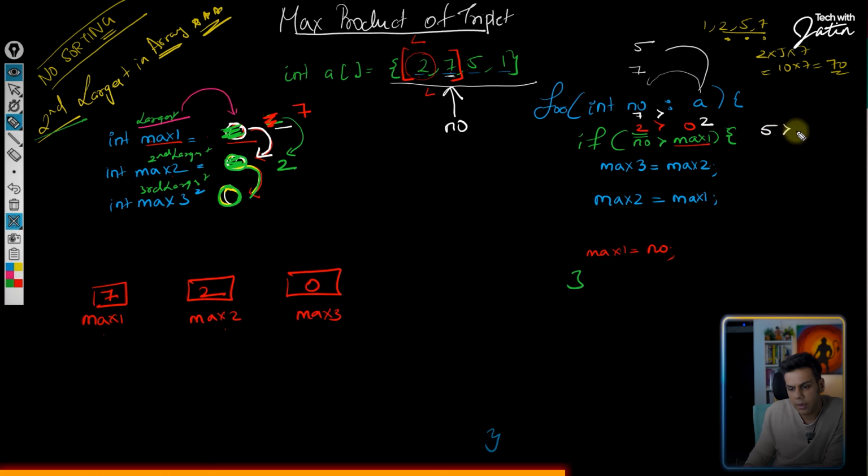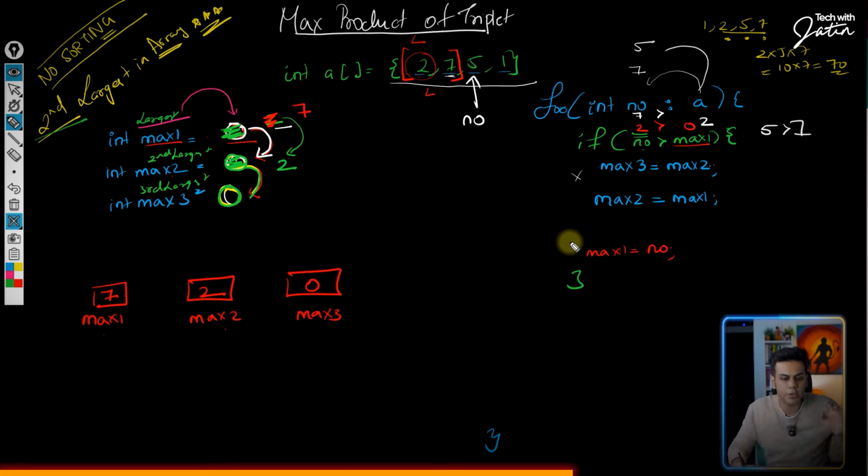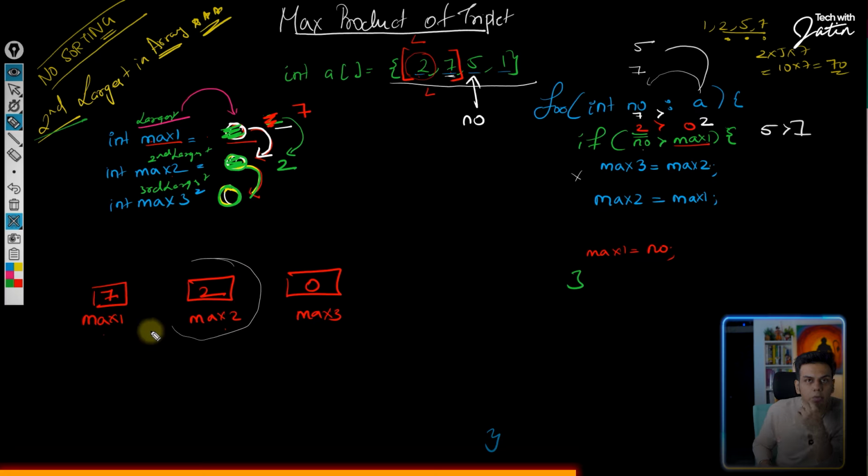5 greater than max 1. What is max 1? 7. So number is actually going to point to 5. All right. 5 greater than 7. Condition is false. Condition is false. So this particular block will not be executed. But here's the catch. 5 is not greater than 7. But 5 is definitely greater than my max 2.